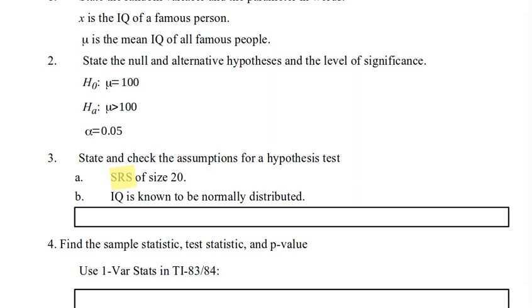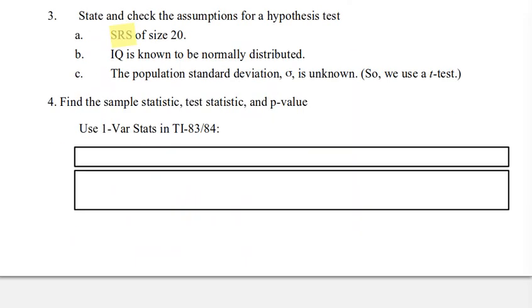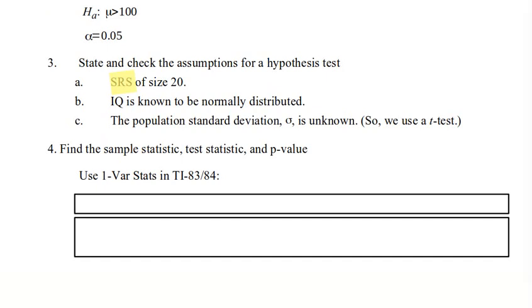And then this last part is simply a reminder that we're doing the right test. We'd much prefer doing a z-test from 7.1 than a t-test in 7.3. There's only one source of variation when we're doing z-tests. There's two when we're doing t-tests. So we remind ourselves at no point were we given the population standard deviation, so we have to use a t-test.